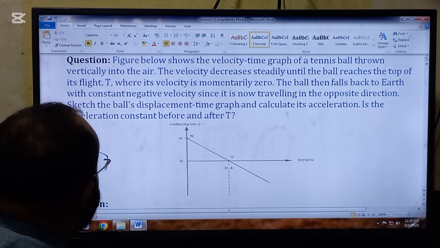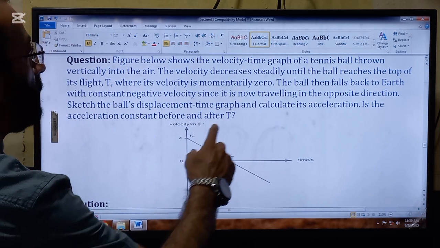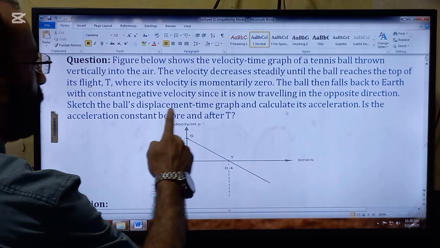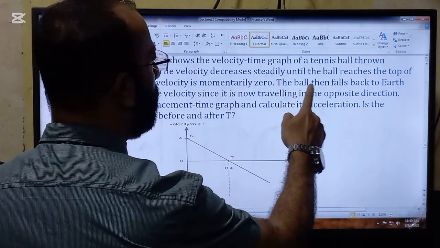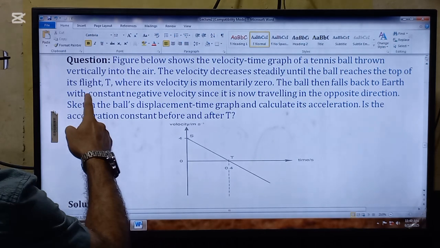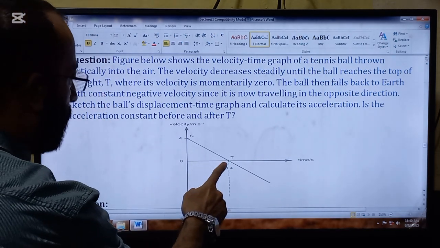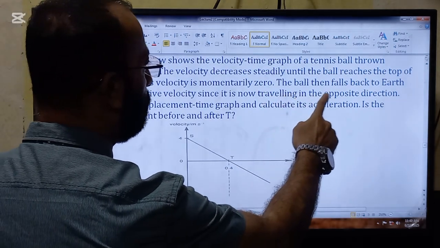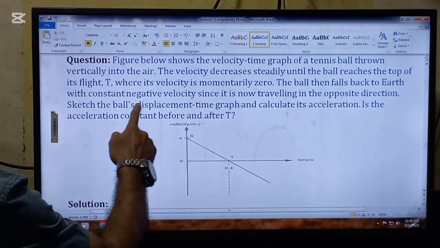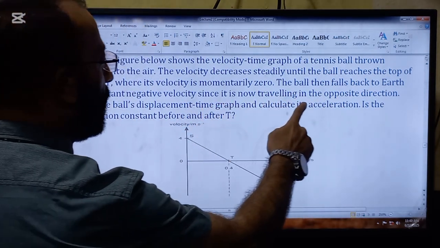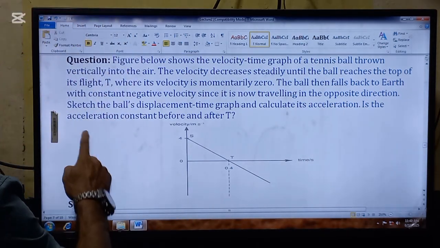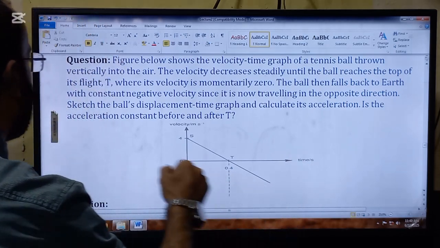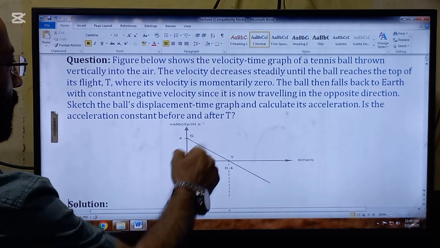Here is another question. The figure below shows the velocity time graph of a tennis ball thrown vertically into the air. The velocity decreases steadily until the ball reaches the top of its flight, t. This is the maximum point where its velocity is momentarily zero. The ball then falls back to earth with constant negative velocity since it is now traveling in the opposite direction. Sketch the ball's displacement time graph and calculate its acceleration. Is the acceleration constant before and after t?